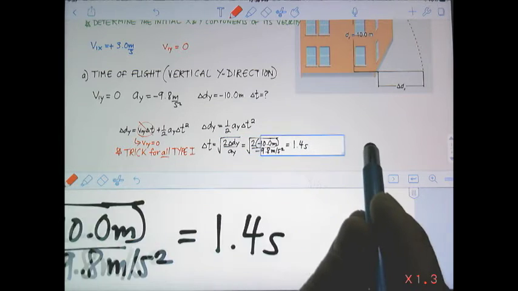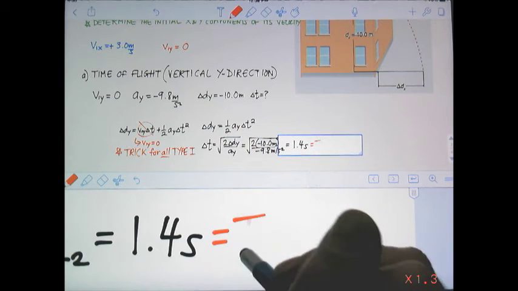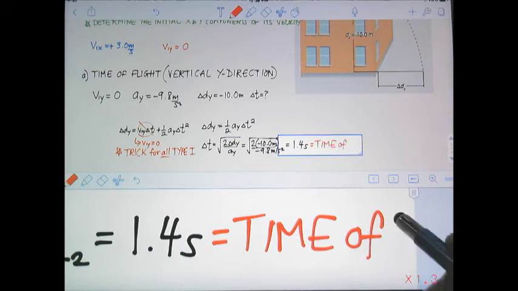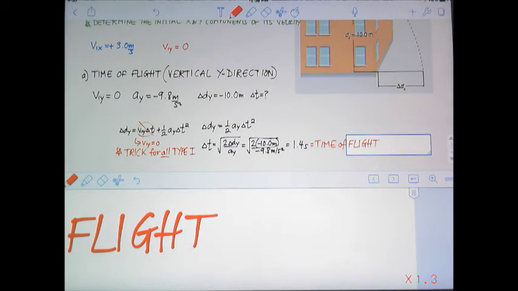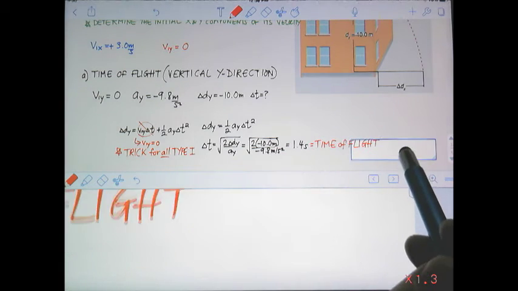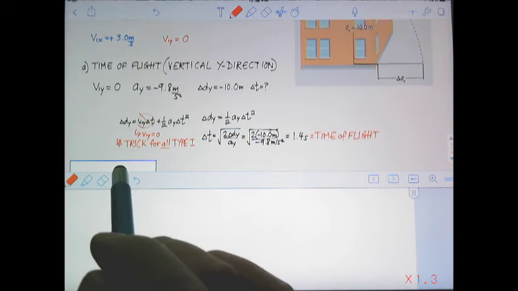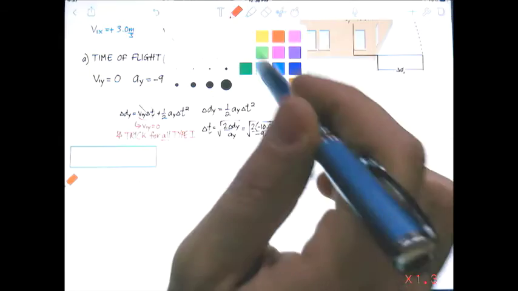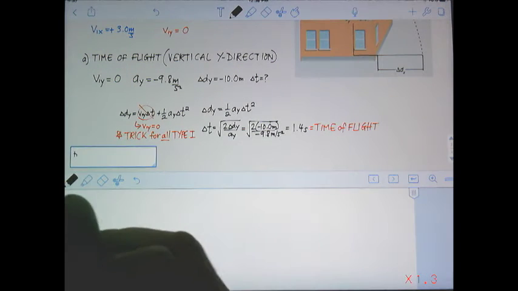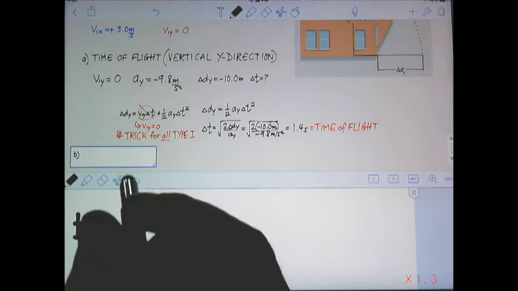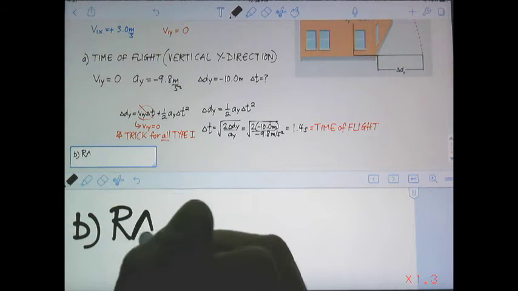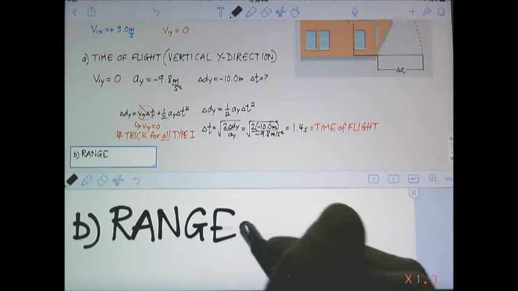And what we've done is we've found the time of flight. This is huge. This is the most important piece of information, and it unlocks the ability to answer any other problem, including Part B, where Part B wants us to find the horizontal displacement. Horizontal displacement in projectile motion is referred to as the range.